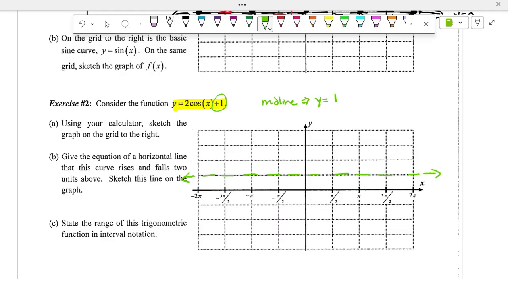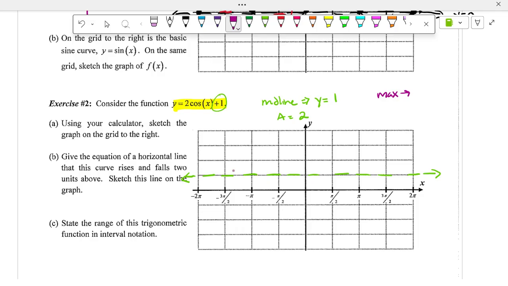Now, what is my amplitude? It's 2. If I took the absolute value of 2, it's still 2. So A is equal to 2. That means my max and min I can figure out from counting 2 units from the midline on either side. Okay? So if my midline's at 1, what y value is my max at?